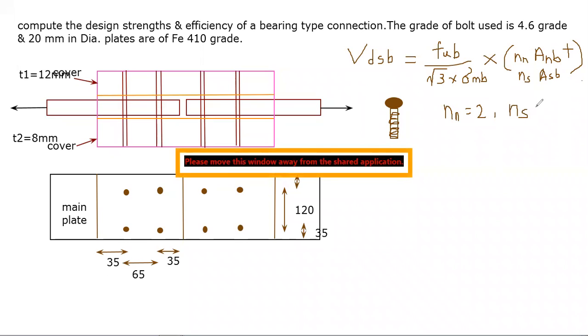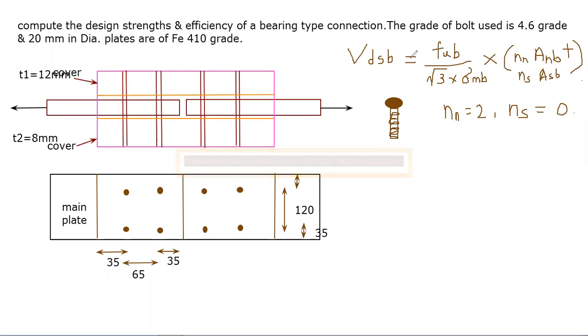That is, the number of shearing planes on the shank will be equal to 0, because there is no shank. As per our assumption, we have considered the whole bolt as a threaded section, so that's why the value of nn will be equal to 2 and the value of ns will be equal to 0. So the formula will again get modified now.